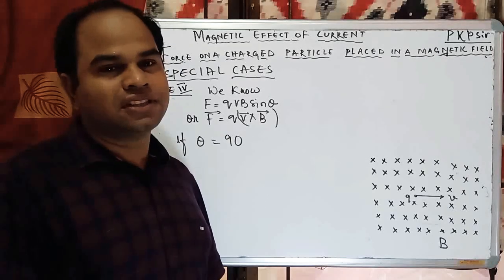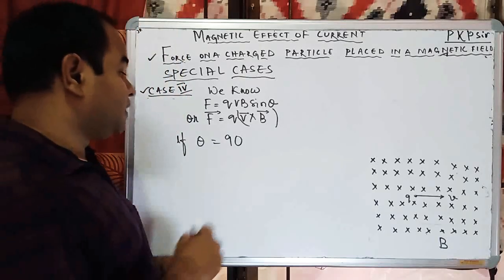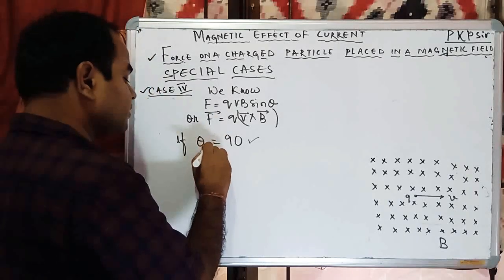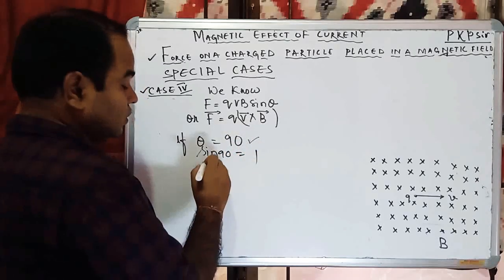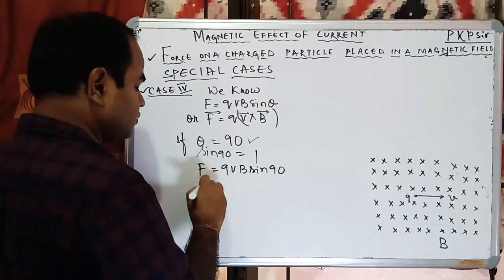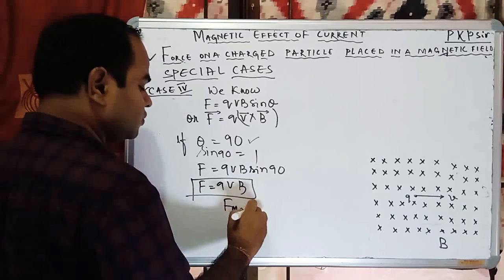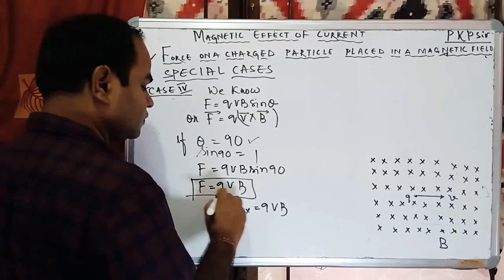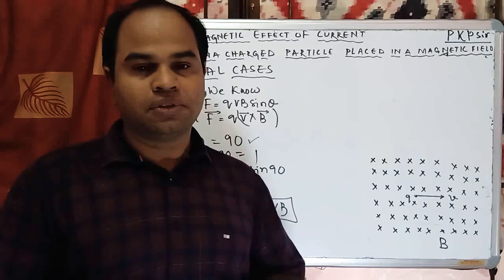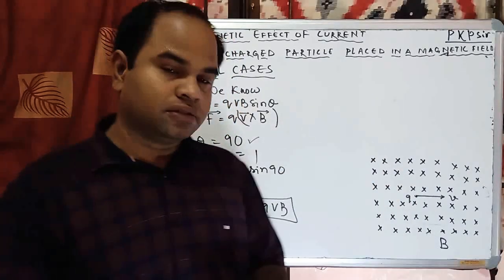Okay, case 4. In case 4, the charged particle is projected perpendicular to the magnetic field. When it is projected perpendicular to the magnetic field, theta is equal to 90. When theta is equal to 90, sin 90 is equal to 1, so F is equal to QVB sin 90, that is equal to QVB, or we can say F max is equal to QVB. So that means whenever a charged particle is projected perpendicular to the magnetic field, it experiences maximum force.